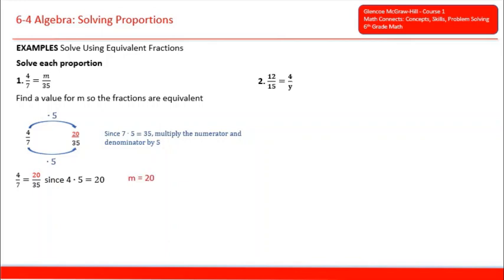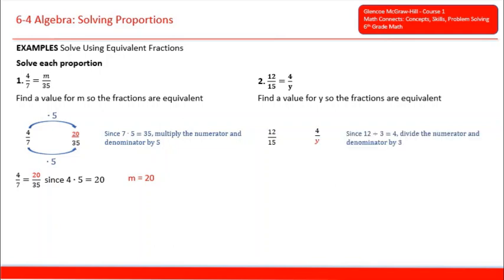M equals 20. Number 2, 12/15 equals 4/y. Find the value of y so the fractions are equivalent. Since 12 divided by 3 equals 4, divide the numerator and denominator by 3. So 12 divided by 3 equals 4. 15 divided by 3 equals 5. 12/15 equals 4/5, since 15 divided by 3 equals 5.